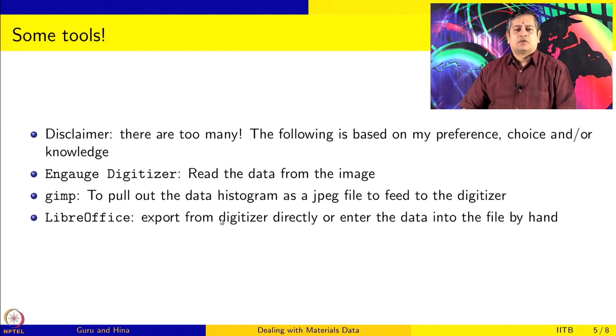Of course, you can use LibreOffice to get this data from Engage Digitizer after reading the data into LibreOffice directly, or you can do it by hand. And in the following exercise that I am going to show you, the data was entered by me by hand, but of course, I will show that the digitizer also can do it automatically, which we are not going to use so much. So, in this session, we are also going to look at how to use these two tools to generate data from a PDF file of the type which is binned data. That is what we are going to look at, but you can use this for everything.